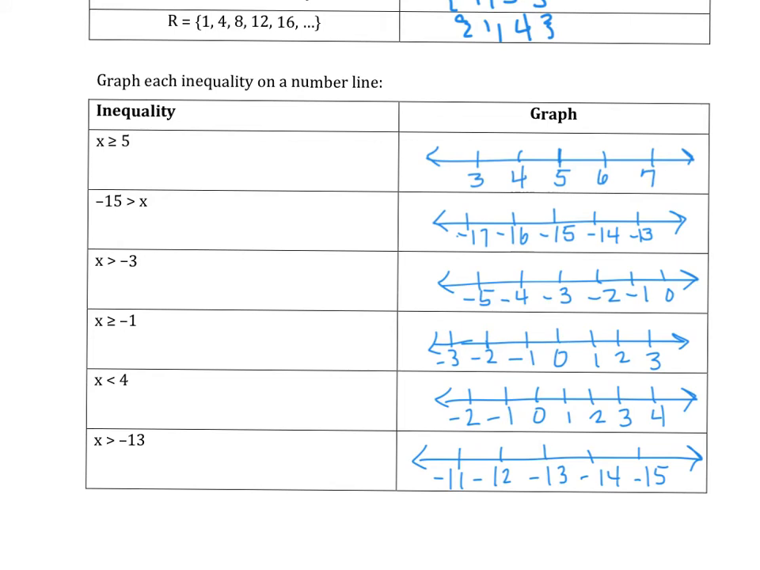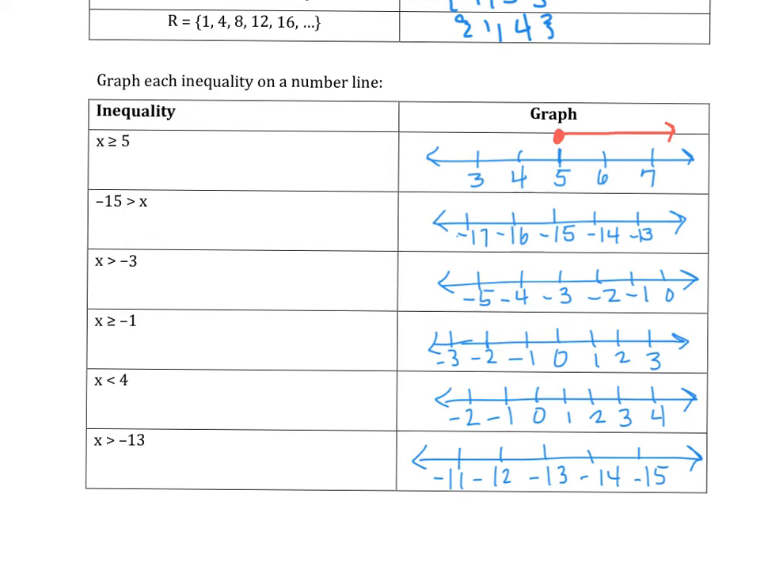Now we're going to graph the inequalities on a number line. So the first one is x is greater than or equal to 5. So we know that x is equal to 5 and also that it could be greater than. So 5 is an option, so it is a closed circle.